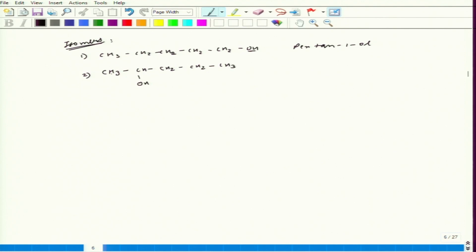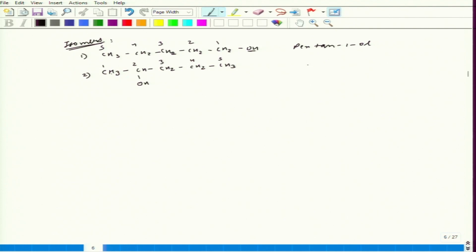Please don't forget, you should not change the number of carbons in the main chain. This should be taken care of. Now, 1, 2, 3, 4, 5.